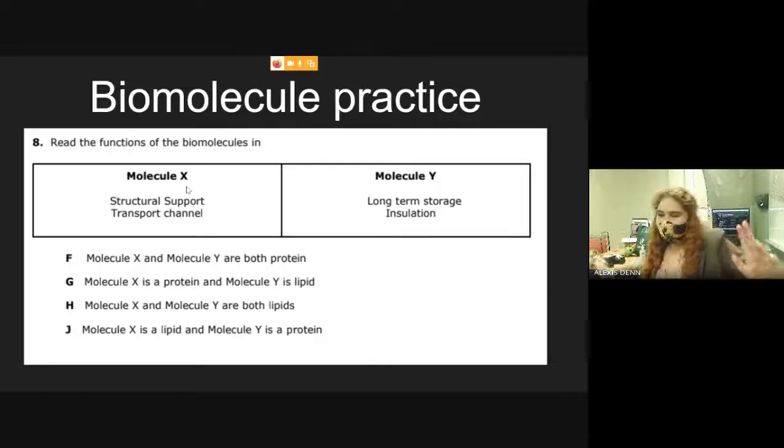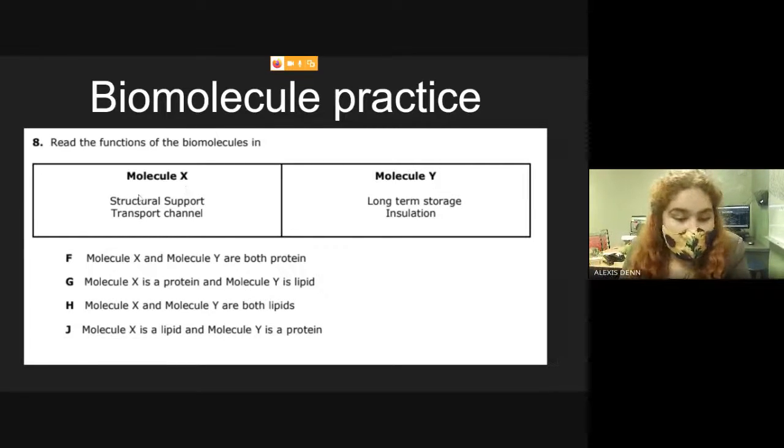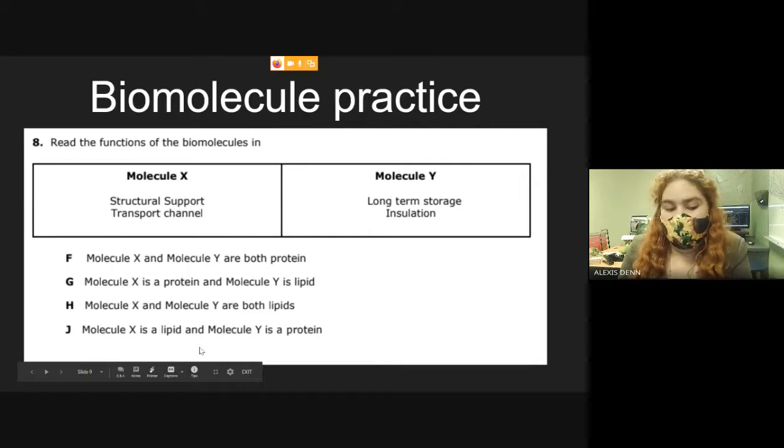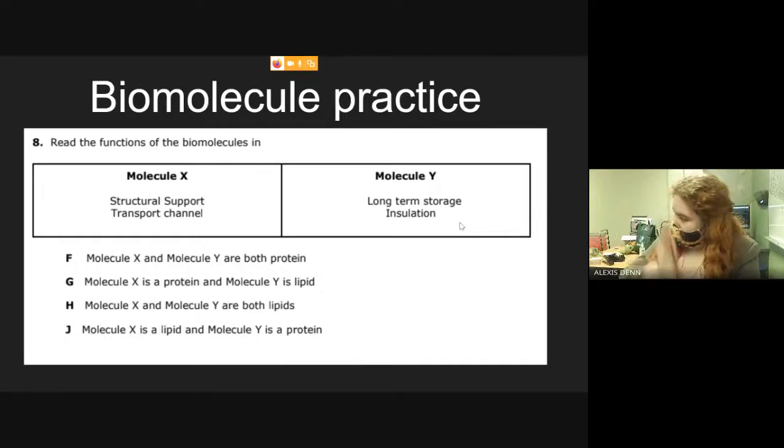Protein, right. Yes, thank you, Jason. It's a protein. Molecule X is a protein. So I can eliminate two of my answer choices. I know that H and J are out. I just need to figure out now, is molecule Y a protein or a lipid? It's for long-term storage and insulation. When you take a protein powder, are you trying to insulate your body or are you trying to build muscle? G. G is correct. Molecule Y is a lipid.